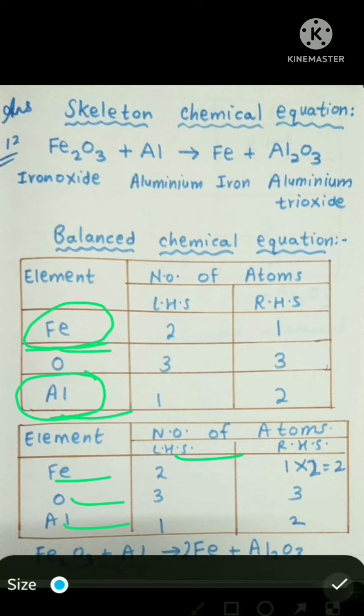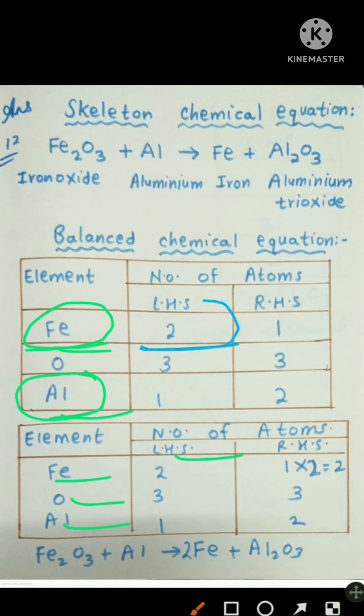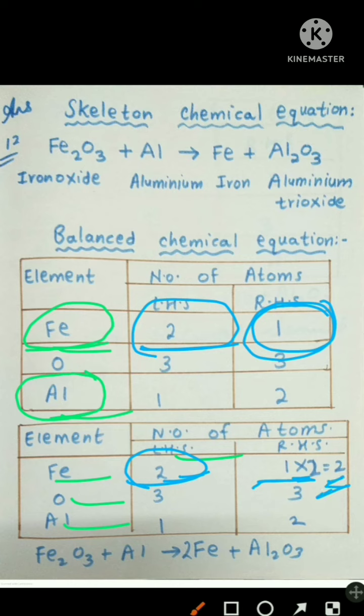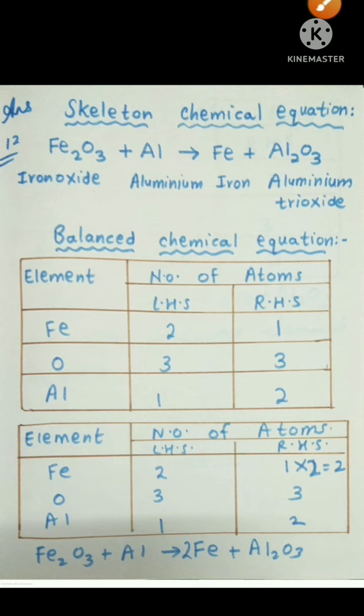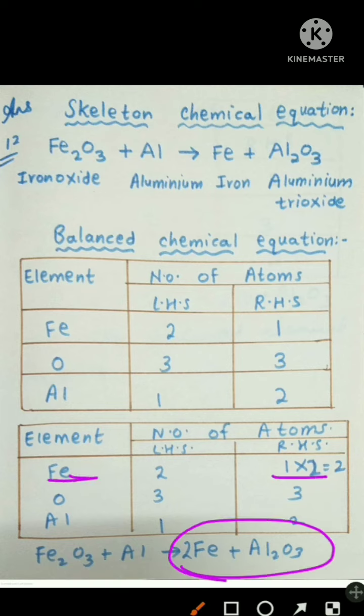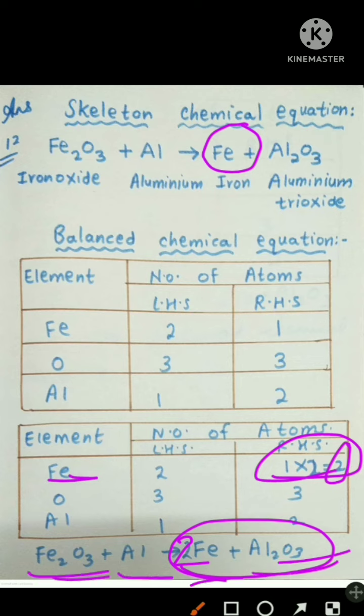Okay, so how to balance? Here we can see that number of atoms on LHS are 2. So make the number of atoms on RHS also as 2. How to make the number of atoms of RHS 2? We can multiply this 1 with 2, so it becomes 2, because we know 1 2s are 2. So we are going to make a change of 2 iron atoms on RHS of the chemical reaction. After we multiply 2 on the RHS, the equation becomes Fe2O3 plus Al giving rise to 2Fe plus Al2O3. See, 2Fe, because we are multiplying with 2. You can see here, that is the only change we made in this chemical reaction.